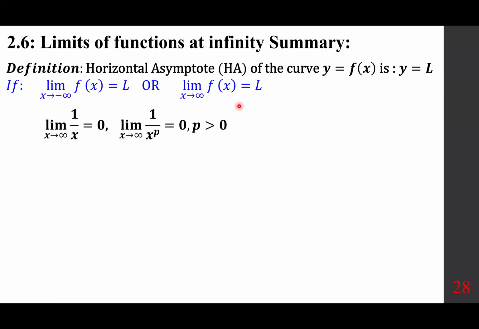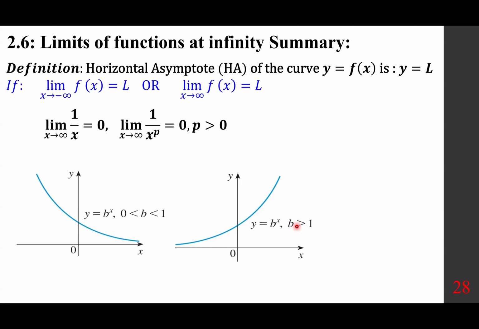For example, we know the limit of 1 over x as x approaches infinity is 0, and the limit of 1 over x to the power of p as x approaches infinity is 0 as long as p is larger than 0, or positive. For example, let's look at an exponential growth in the form of y equals b to the power of x, where the base must be larger than 1. Example, exponential function with the base e, natural log. This is an exponential growth where b is between 0 and 1. As an example, e to the power of x, the limit of e to the power of x as x approaches minus infinity is 0.